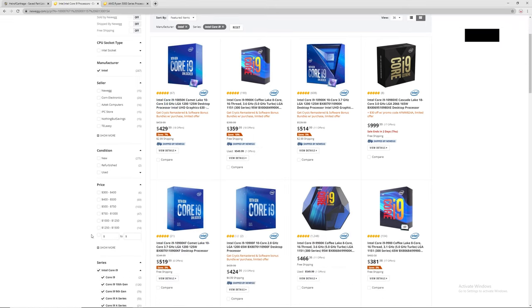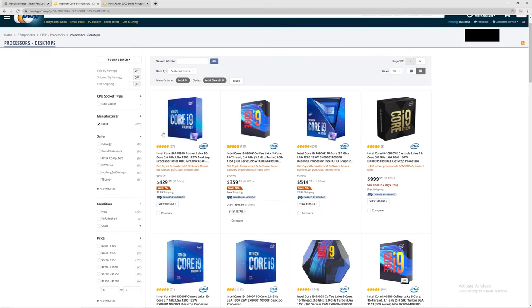And of course, you can always go with the i7 and go that route. But anyway, that's Intel for the moment. Let's flip over to AMD.